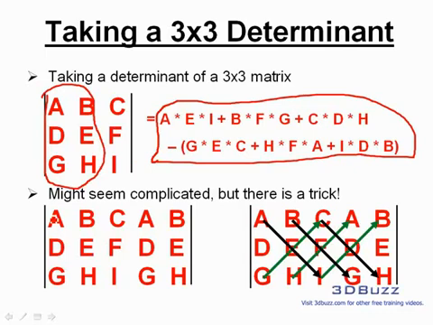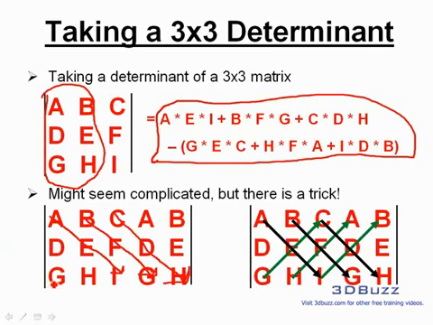Okay, so if you're going diagonally, A times E times I gets added. B times F times G gets added. C times D times H gets added. So those 3 get added. Those are the ones in black on the bottom right, on the right side here.